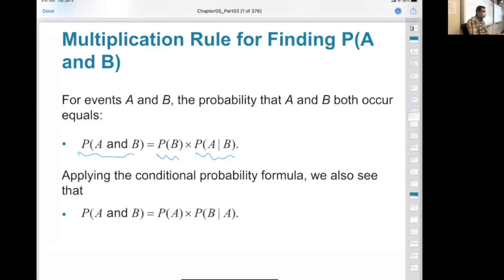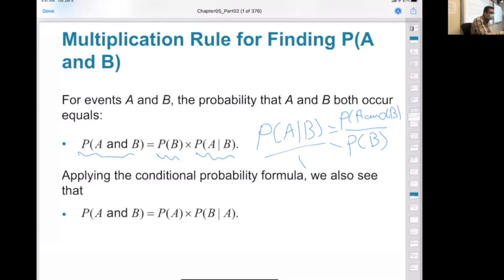From where do we get this rule? It's from the conditional probability. The conditional probability of A given B is equal to the probability of A and B divided by the probability of B. All you need to do is a cross multiplication, so you will have our rule, as you can see.